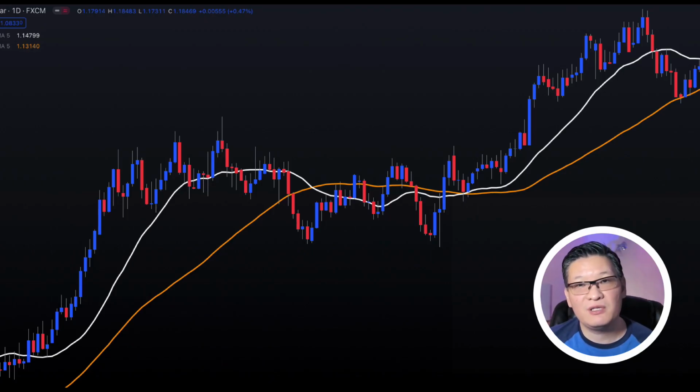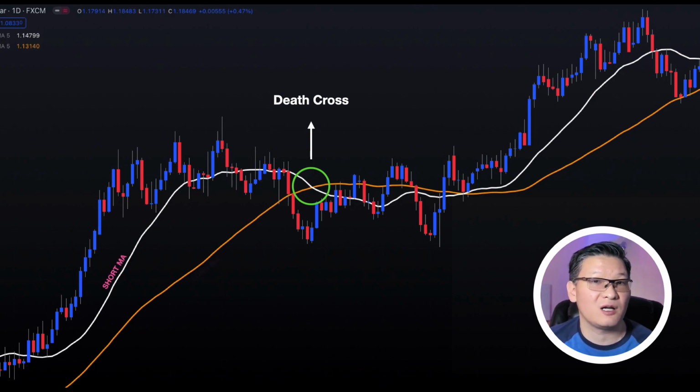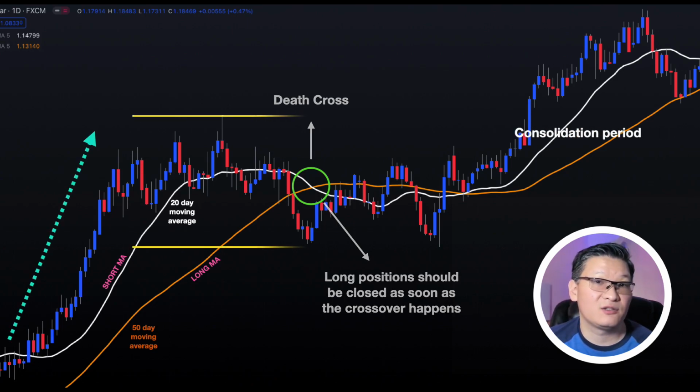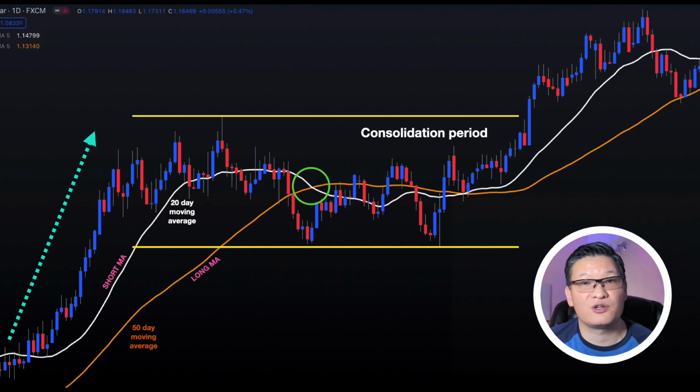Although it sounds ominous, it's just a formation that occurs when the shorter term moving average crosses below the longer one. In our example, it's going to happen when the 20 moving average crosses below the 51. This is when you can close your long positions and wait for another opportunity to engage the markets. The reasoning behind this is usually after a strong move, the price tends to take a breather and consolidate for a short period of time before resuming an uptrend.